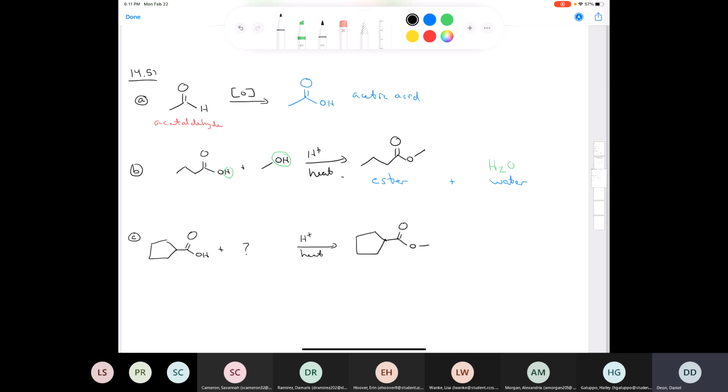Again, that's an esterification reaction, one of the most important reactions you will learn in this class. The next one, we have cyclopentane carboxylic acid, which keeps coming up tonight. We heat it up with acid, and we end up with an ester. Well, this portion of the ester right here comes from an alcohol. And as you see here, we had a methyl group right there, and it came from methanol. And so the same thing will be required here. We're going to need methanol like this, okay?